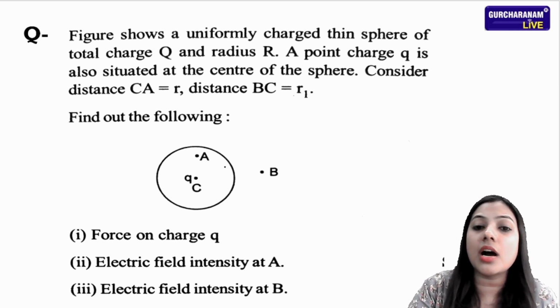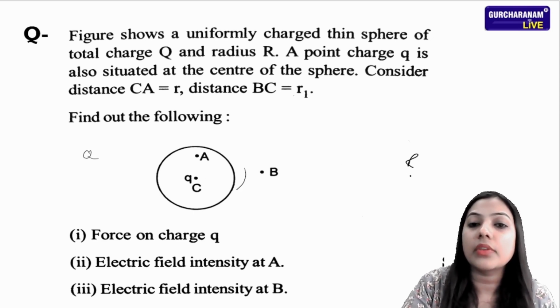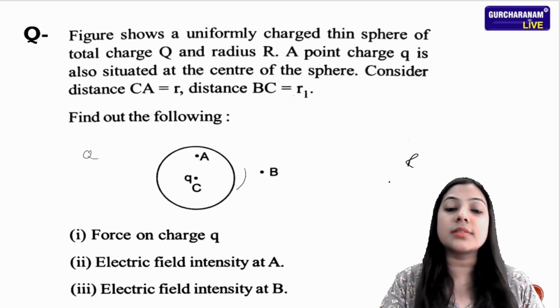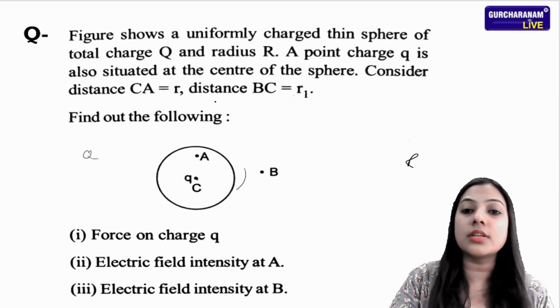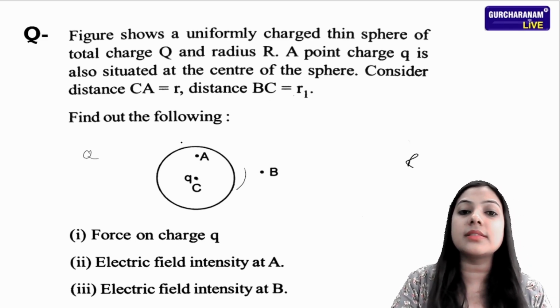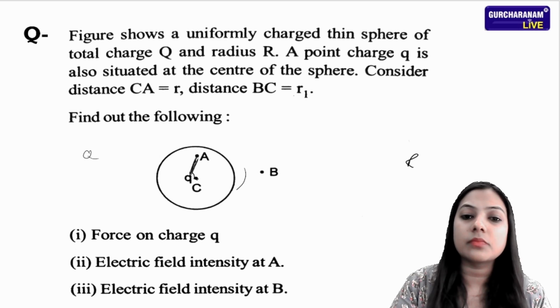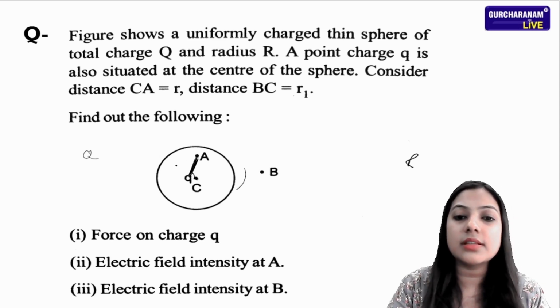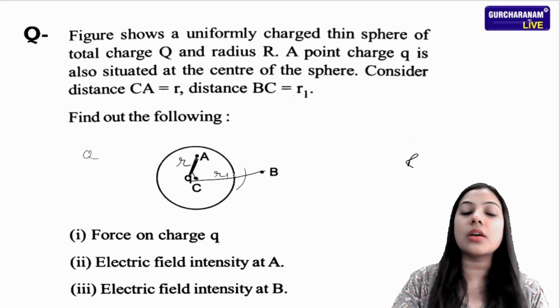The figure shows a uniformly charged thin sphere of total charge Q, and the radius is R. A point charge q is also situated at the center of the sphere. Consider CA, which is this, CA equals R, and BC equals R.